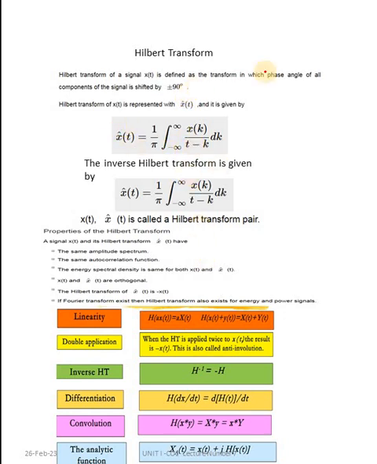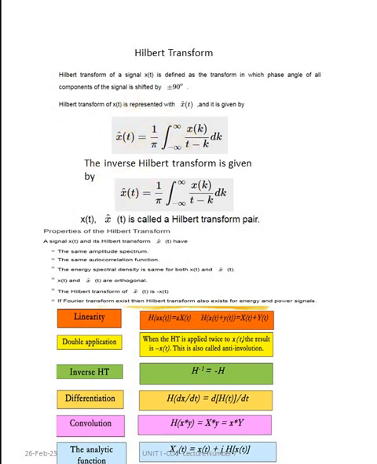So this is a formula or a representation of x of t in the time domain. x bar of t is equal to 1 by pi, integral from minus infinity to plus infinity of x of k divided by t minus k, dk. So this is x cap of t, or we can say the Hilbert transform of the input signal.